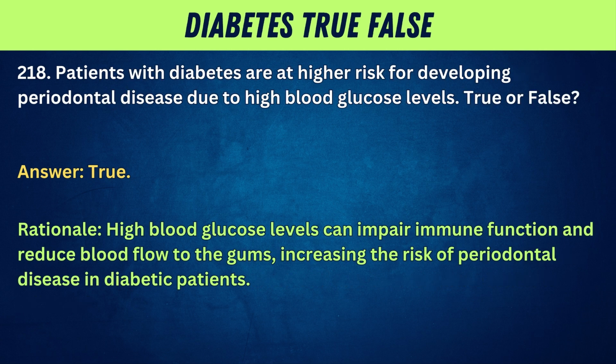218. Patients with diabetes are at higher risk for developing periodontal disease due to high blood glucose levels. True or false? Answer: true. Rationale: high blood glucose levels can impair immune function and reduce blood flow to the gums, increasing the risk of periodontal disease in diabetic patients.